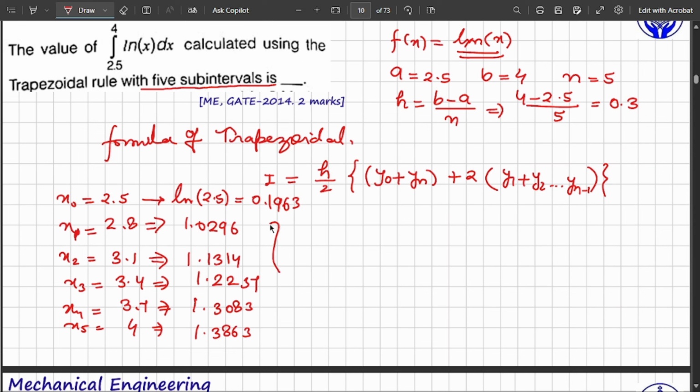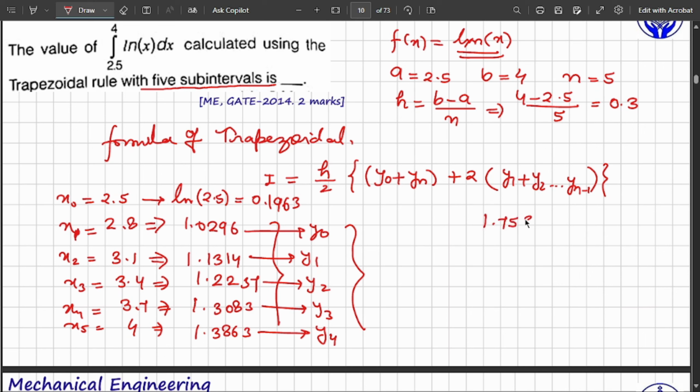Now on putting all these values, y0, y1, y2, y3 and y4, we are getting the result as 1.7533. So this will be the correct answer, 1.7533.